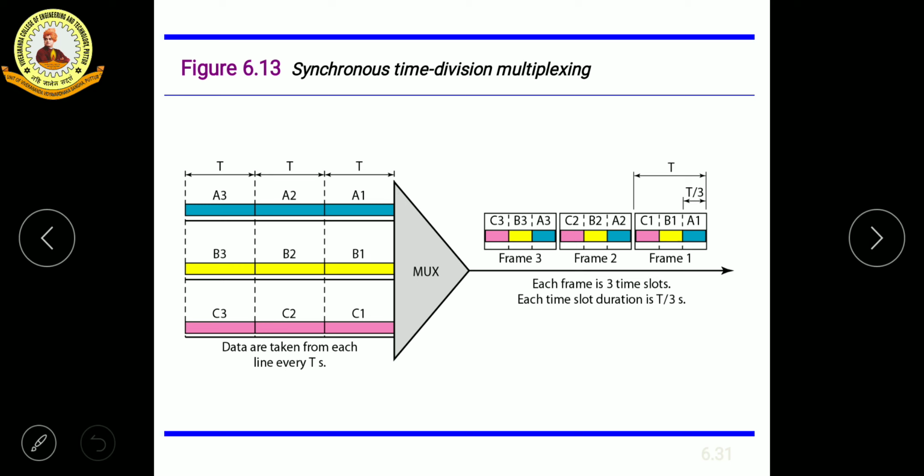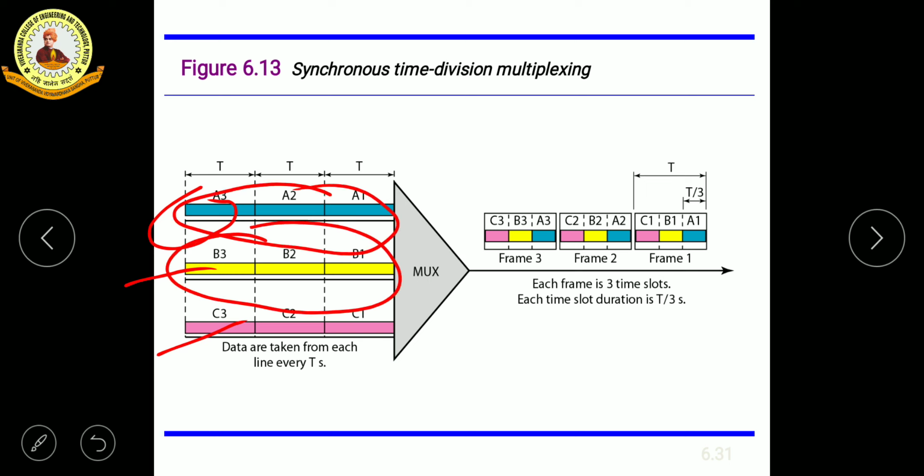We will learn two things here: time slots and frames. You can see from figure 6.13 what is happening here. We have three sources. First source is A, second source is B, third source is C. So what we are doing here: this is the whole data that A has to send, this is the data that B has to send, this is the data that C has to send.